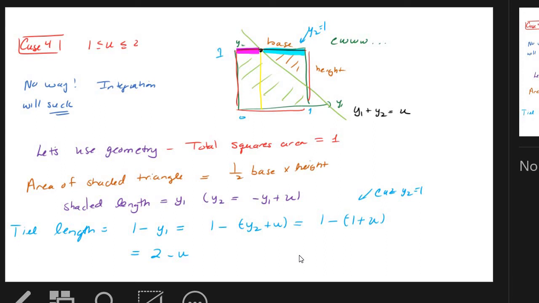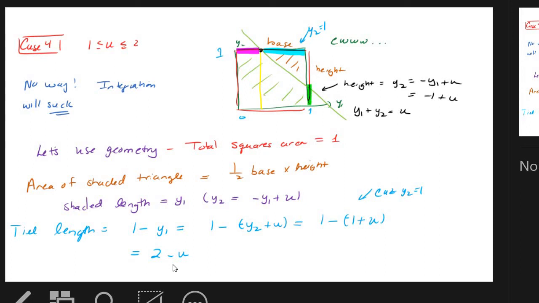So I'm just looking up there and saying, where does that point at the top come from? This point right here. It comes from being on the line. So I just set y2 equal to 1 and plug that into the line. Why am I allowed to do that? That's where they intersect, that's y2 equals 1 there. So I put y2 equals 1 into the formula for the line, and I get this 2 minus u.